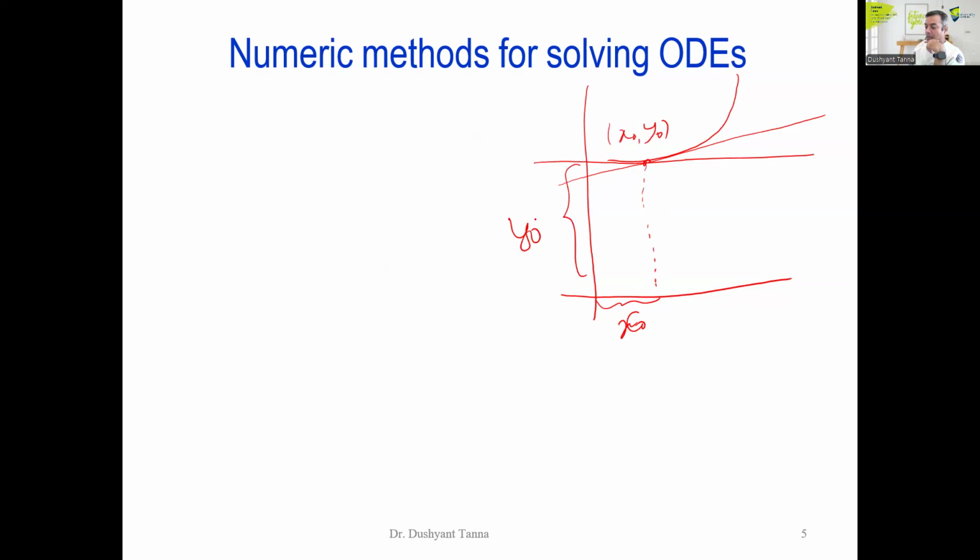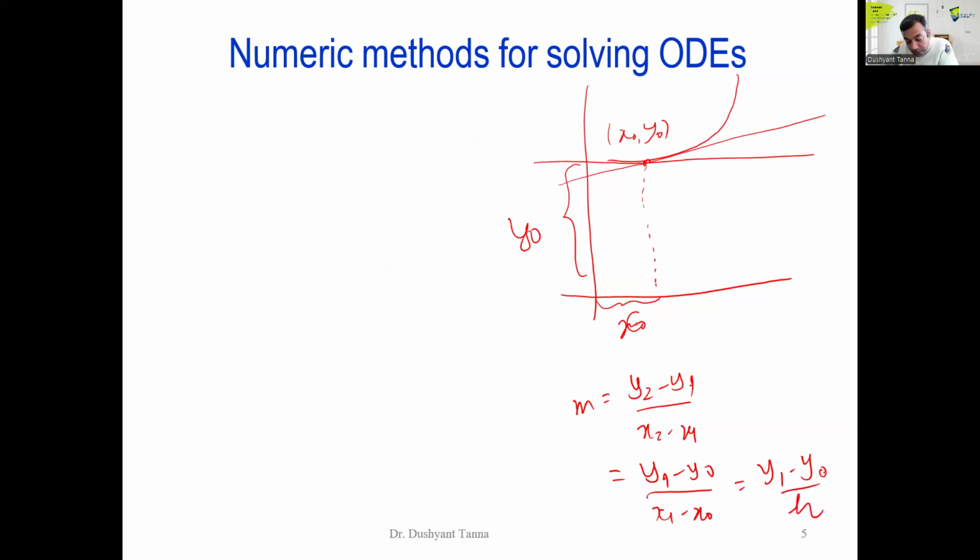Now, when we talk about tangent, the first thing that should come to our mind is, so what is a gradient? Gradient, from our basic, is y2 minus y1 over x2 minus x1, right? Now what I can also write is y1 minus y0 over x1 minus x0, isn't it? Difference of 2 points. Okay. Now, this is the same as y1 minus y0 over h, right?